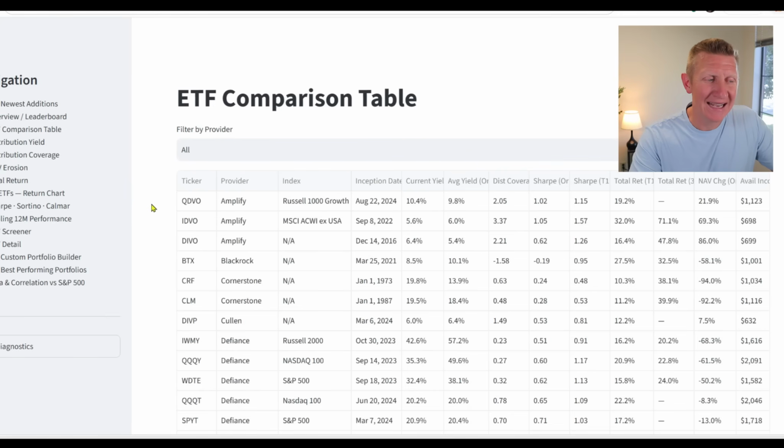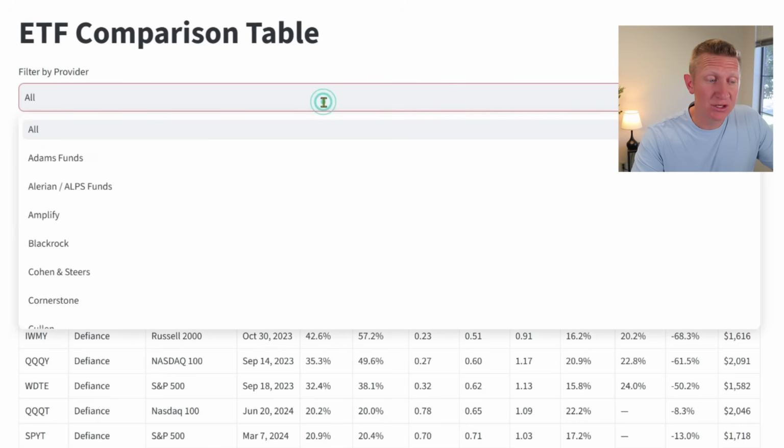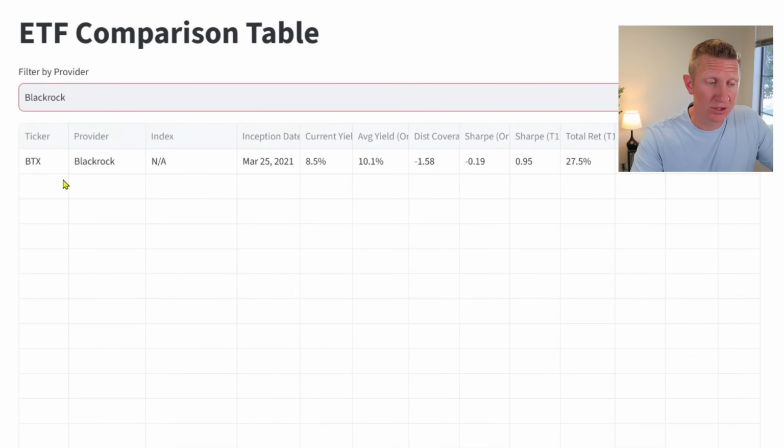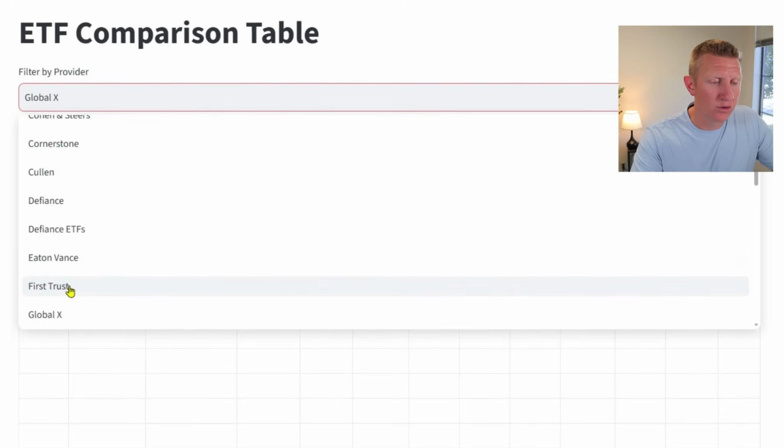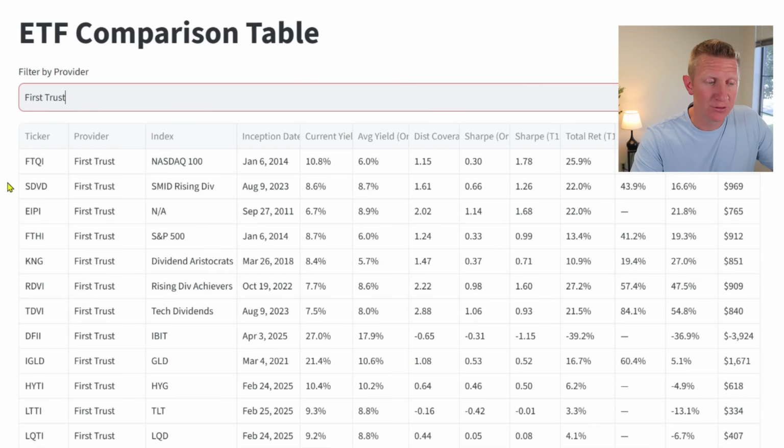This one's not quite as helpful. I mean, it's all of the ETFs, and you can actually sort by certain different options, like if you want to look at just BlackRock, that's a bad example. Let's say you only want to look at First Trust, right? So we got quite a bit from First Trust.